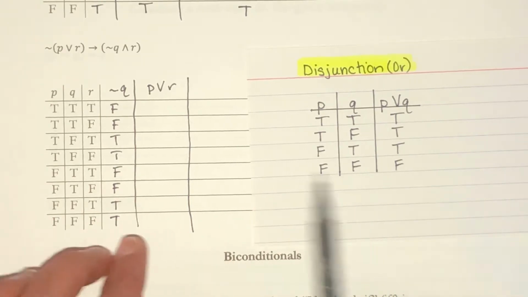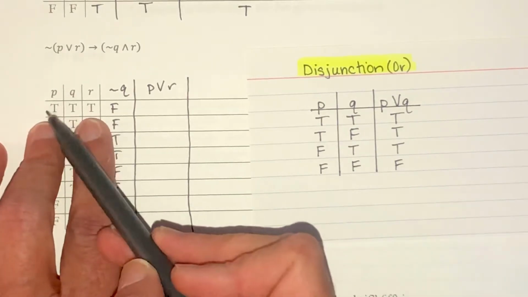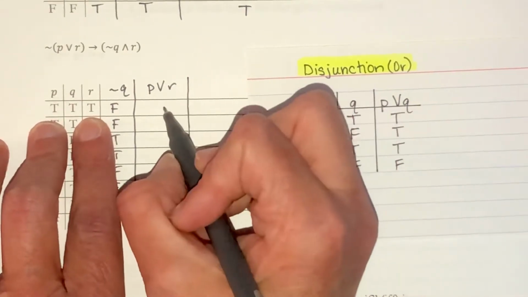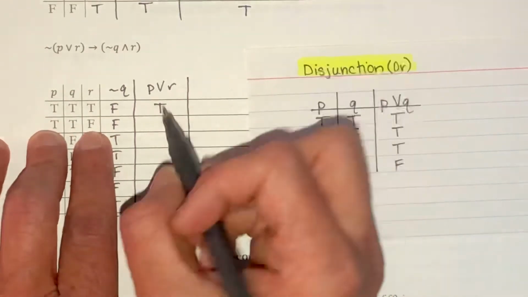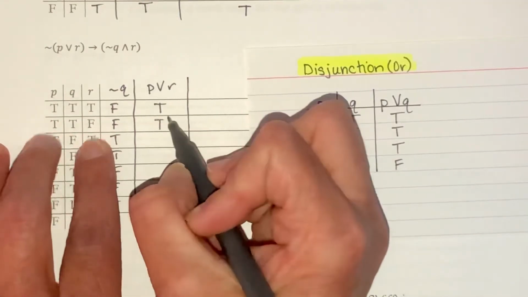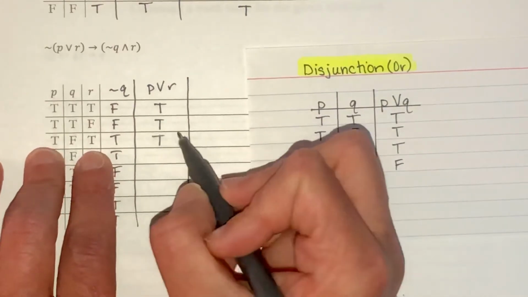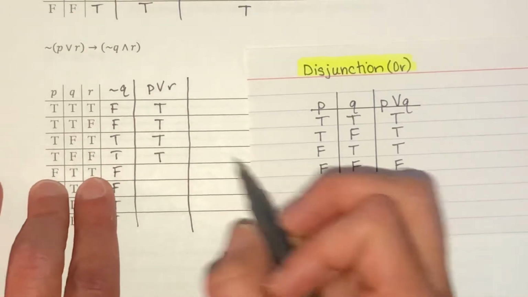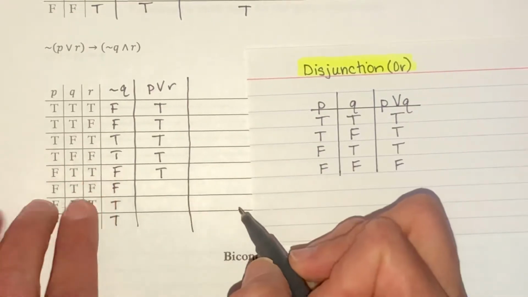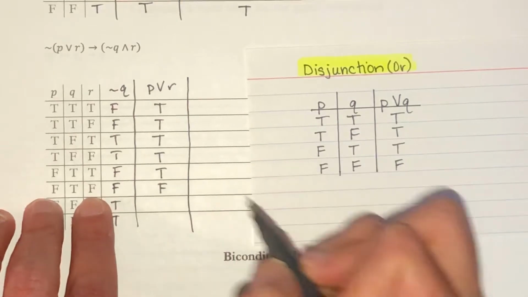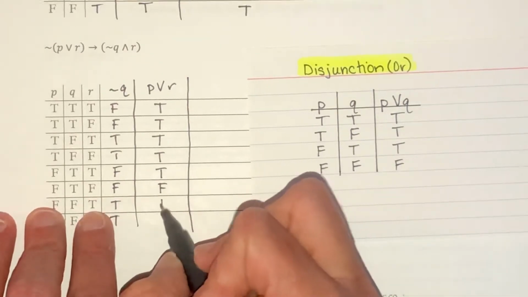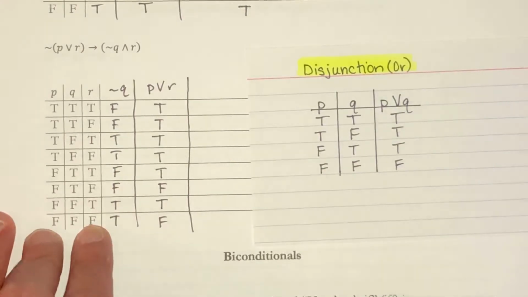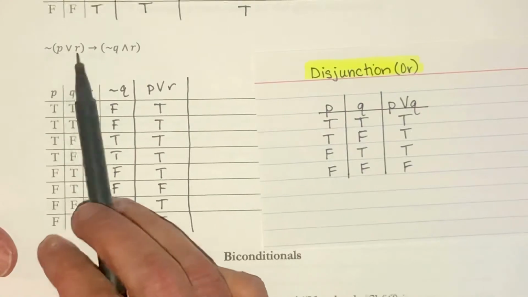Everything else is true. So if I'm looking at P and R, so this column and this column, I have true or true, which is true. True or false, which is true. True or true is true. True or false is true. False or true is true. False or false, that one's false. False or true is true. And then false or false is false. Okay, so I've done that part.